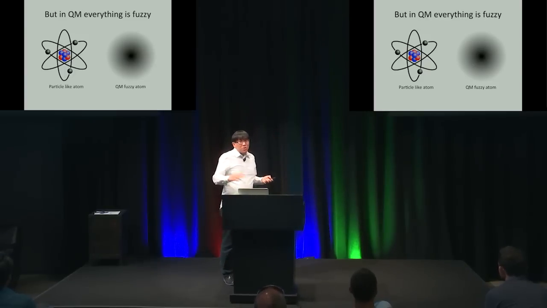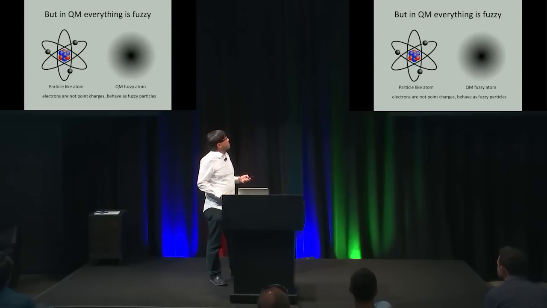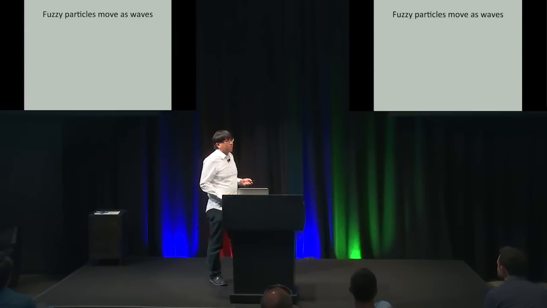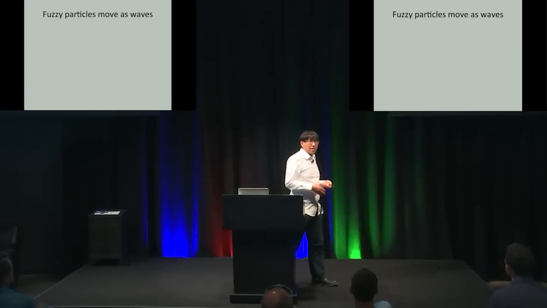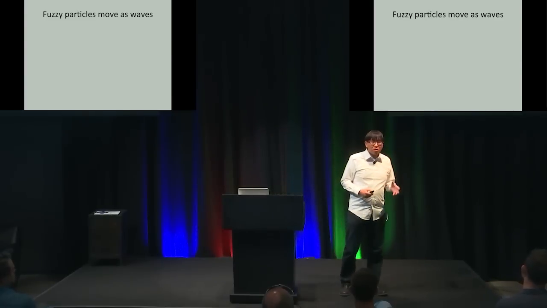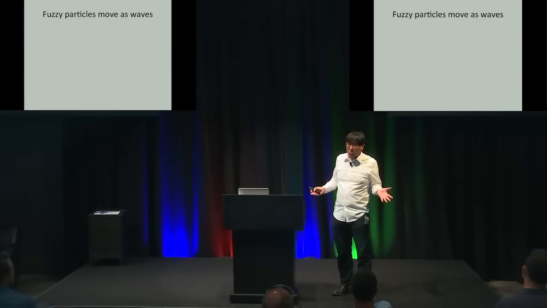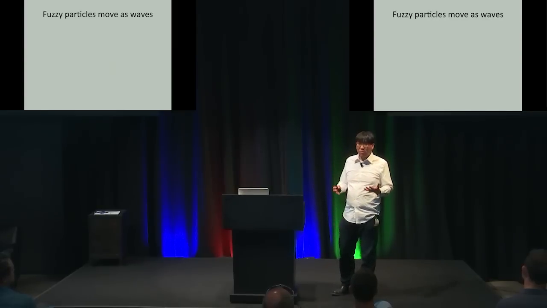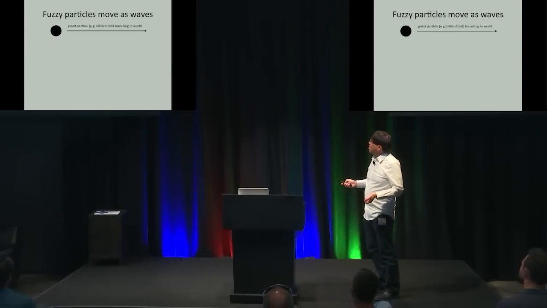Now, fuzzy is not a very precise term, but the technical term for fuzziness is that things behave like waves. And so the motion of a fuzzy particle is not the motion of a point-like particle. It's a motion of a wave. And we see this from the following.